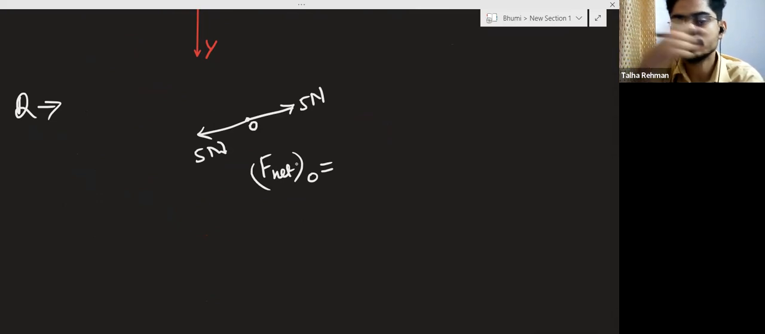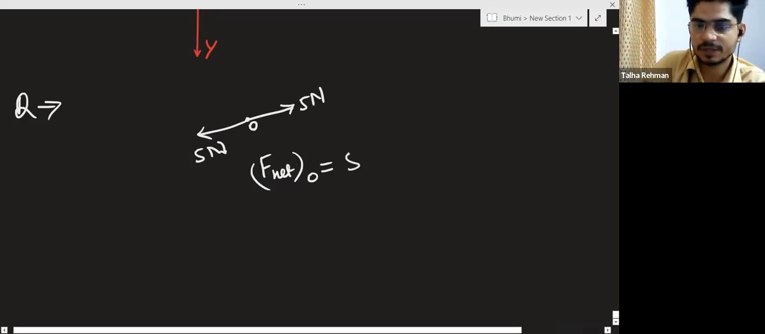Two opposite forces. We have discussed that now. When two opposite forces are acting at a point, then net force can be calculated like 5 minus 5 equal to 0.